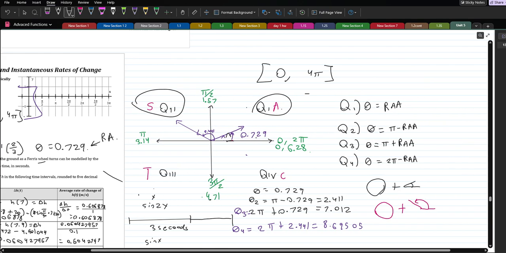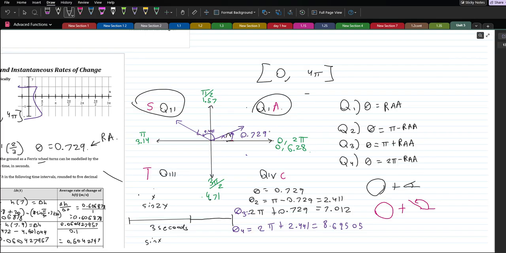So first, you would do 0.729, which is kind of basic. You just put it here, and this is your reference angle. To find the angle in quadrant 2, you would just use this equation, as I do here, find theta 2, which is equal to pi minus 0.729, which is equal to 2.441. So the distance from here to here, the angle, is 2.441.